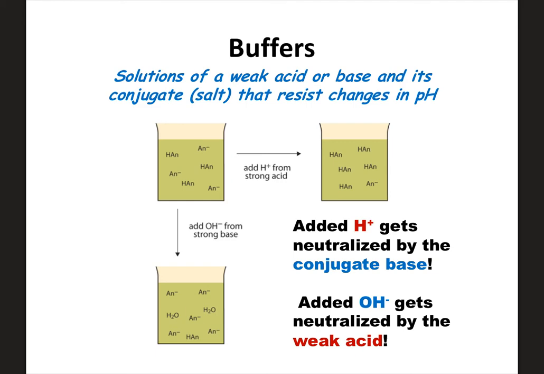But it would still be buffering because there's still more of that conjugate base present that could react with any acid you're adding. And then the opposite is true here. If you have your buffer and you add OH minus from your strong base, any OH minus you add is going to be neutralized by that weak acid. The weak acid that's present in the buffer will attack the OH minus, destroy it. You'll form water and obviously more of the conjugate.